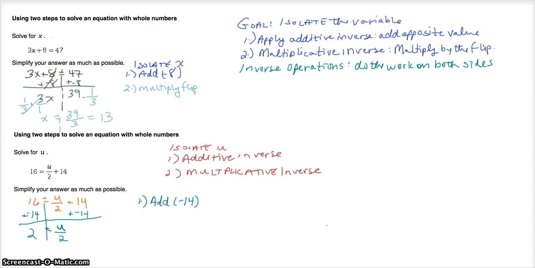And now my next step is I need to multiply by the flip. And the flip of u over 2 is going to be 2 over 1. What we need to identify is that there is one u, so that means I put a 1 in front of it. And so now this becomes 1u over 2, and I can multiply by 2 over 1, and that'll cancel, giving me just u. When I multiply by 2 over 1 here, this will give me 4 equals u, and that will be my answer.